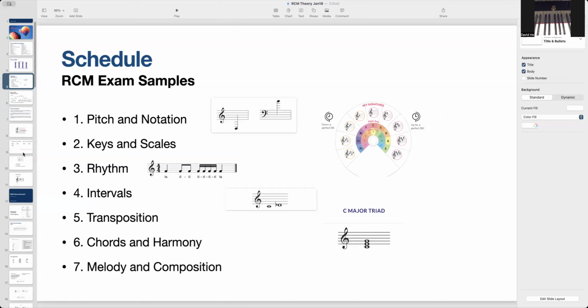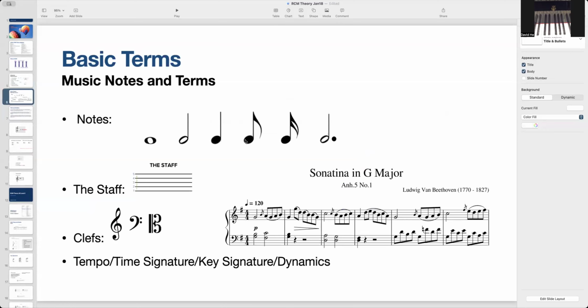Okay, now let's just go back to the first one, pitch and notation. So we quickly go through this one. This one is a whole note. In the 4/4 time signature, this one gets 4 beats. This one, what we call a half note. In the 4/4 signature, this one has 2 beats. This one is a quarter note, 1 beat. This one's an eighth, half beat.